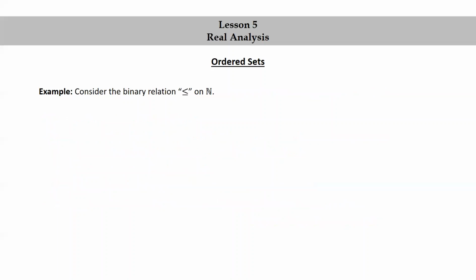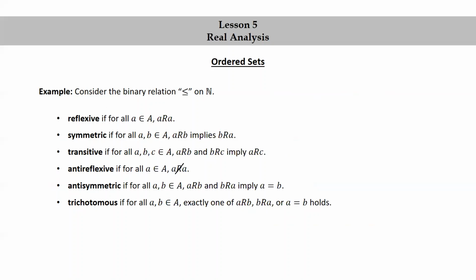Another example, consider the binary relation less than or equal to on N. Again, let's go through each property, checking if they are each true or false. Reflexive, if for all A in N, A is less than or equal to A. That's true. Symmetric, if for all A, B in N, A less than or equal to B implies B less than or equal to A. That's false. For example, 0 is less than or equal to 1, but 1 is not less than or equal to 0. Transitive, if for all A, B, C in N, A less than or equal to B and B less than or equal to C imply A less than or equal to C. That's true.